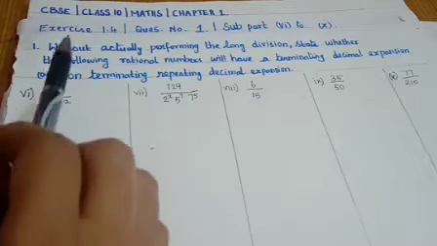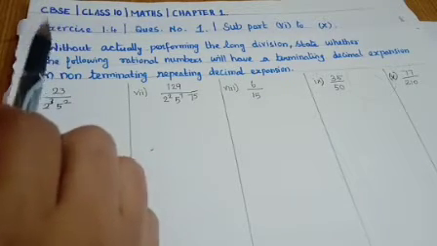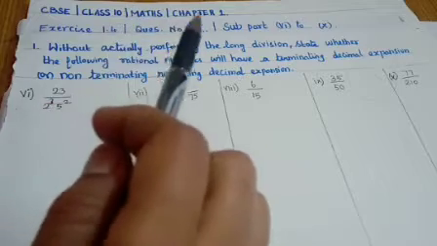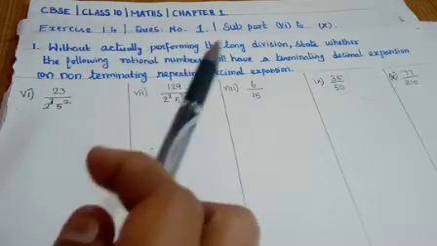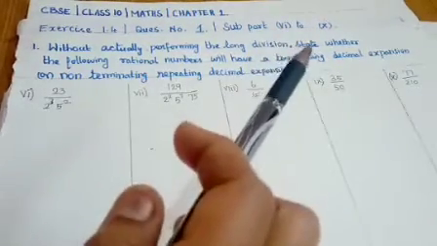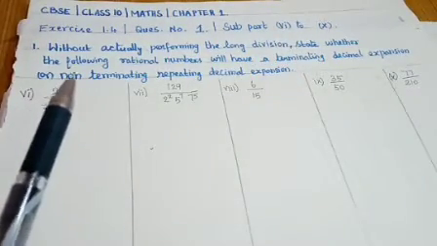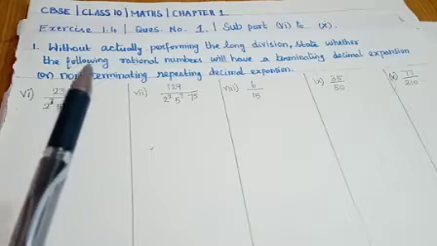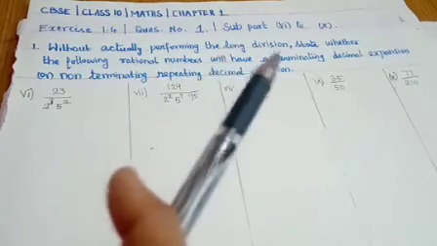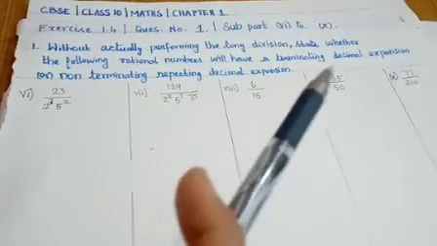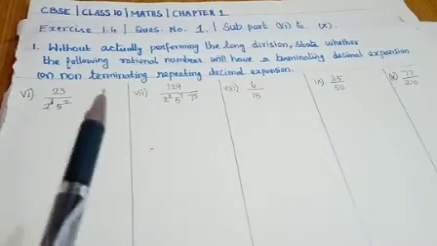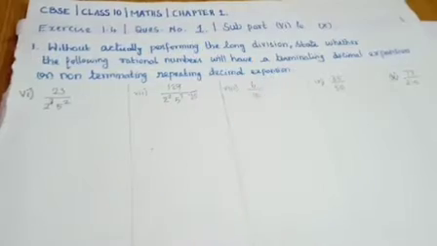Welcome to MathQuence channel. Today we are going to see CBSE Class 10th Maths Chapter 1 Exercise 1.4 Question number 1 Subpart 6 to 10. The question is: without actually performing the long division, state whether the following rational numbers will have a terminating decimal expansion or non-terminating repeating decimal expansion.